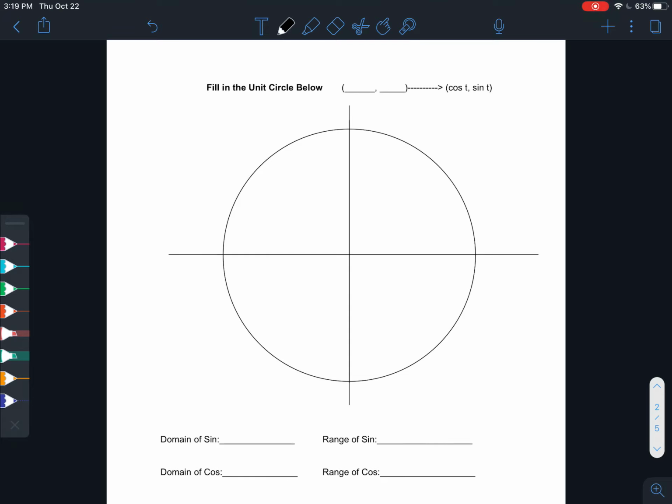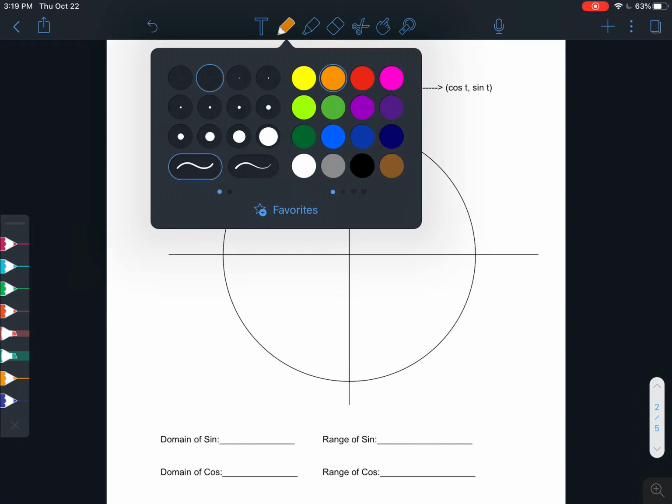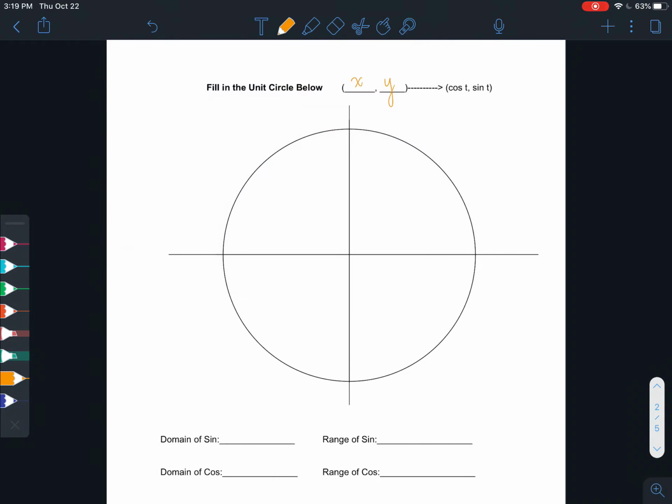Okay, that's good enough. So we want to fill in this unit circle. And here's our x and y, where cosine is x and sine is y, just like we talked about before. So these points are easy. We've got 0, 1, and 1, 0. This is negative 1, 0, and 0, negative 1. All right, I want you to go ahead and fill in the rest of that on your own.